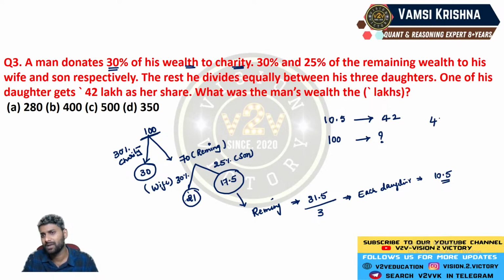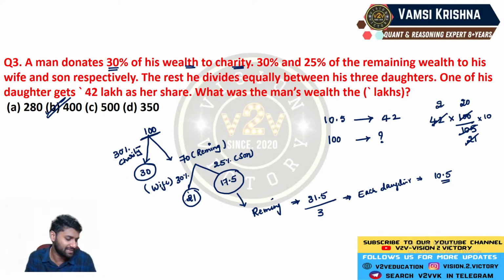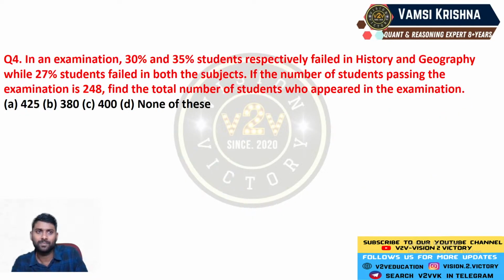Now cross multiply. So 42 is multiplied by 100 and divided by 10.5, which can be taken as 105 with 10 as the numerator. Just go through the calculation here. So here 21 fives are 105 and 5 twenty-ones, so you can cancel twice. So 2 twenties are 40. 40 into 10 becomes 400. So 400 lakhs is the wealth.